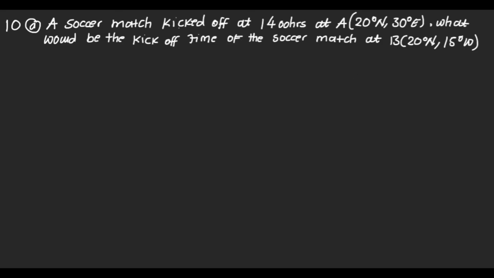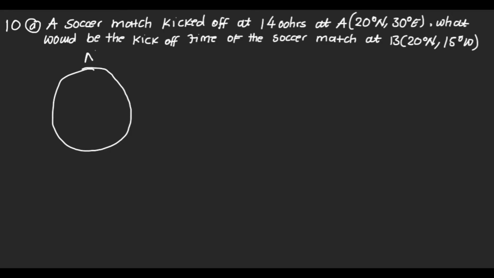A soccer match kicked off at 14 hours. We have been given the position of A, 20 degrees north, 30 degrees east. What would be the kickoff time of the soccer match at B, that is located on the same latitude but different longitude? So let's see if we can draw a diagram. So let's draw the Earth.